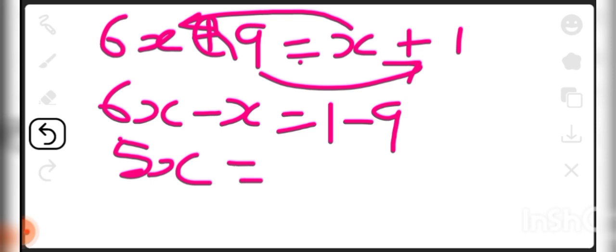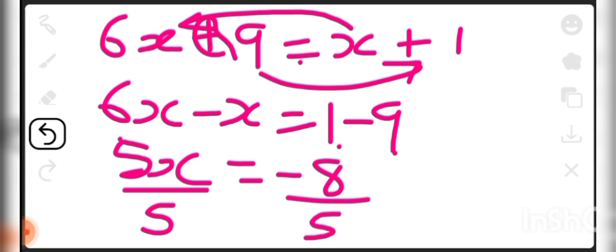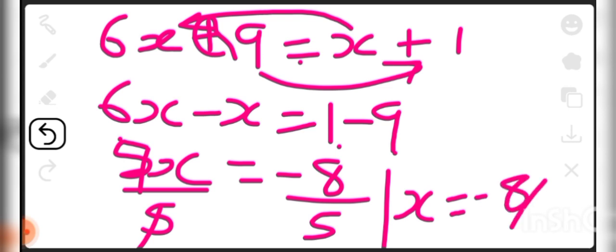That will be equal to 1 minus 9. If you have 1, you borrowed 9, then you'll be owing 8. That's minus 8. So let's divide this out by 5. We cancel this. So x will now be equal to minus 8 over 5.